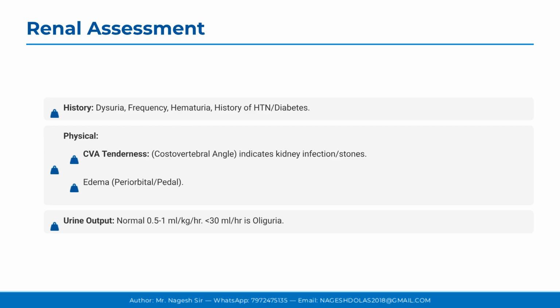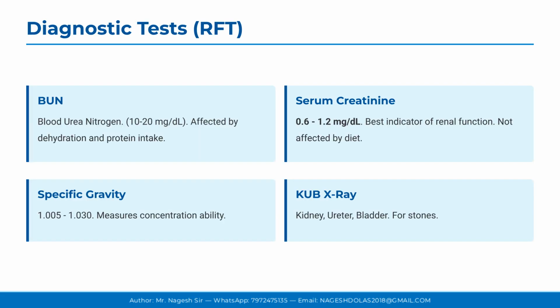Renal assessment involves a thorough history, including symptoms like dysuria and hematuria. Physical assessment includes monitoring urine output, checking for CVA tenderness, and observing for periorbital or pedal edema. Key renal function tests include blood urea nitrogen, or BUN, serum creatinine, which is the best indicator of function, and specific gravity, which measures concentration ability. A KUB X-ray is used to detect stones.